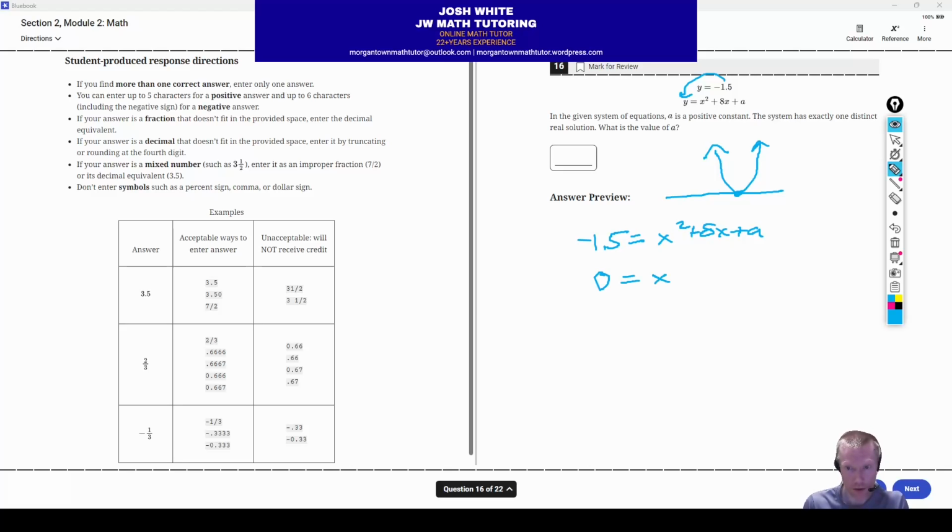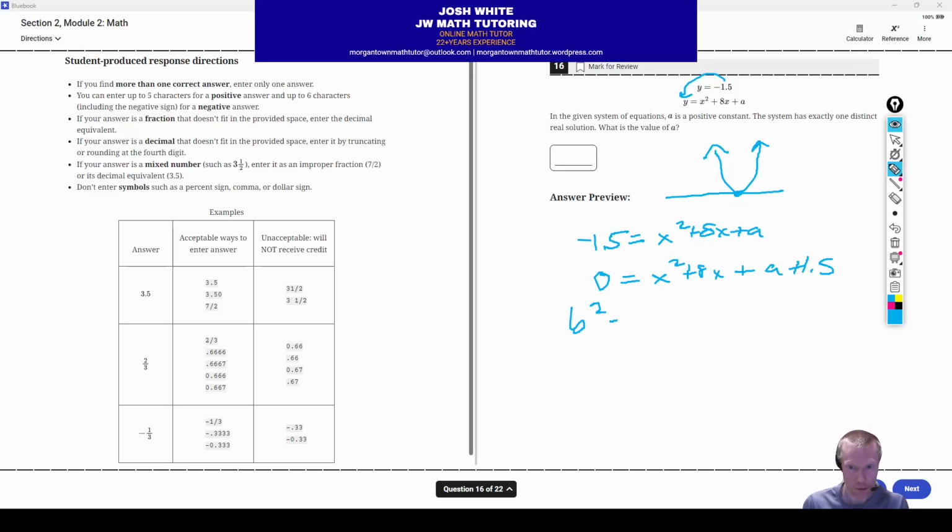Okay, and then if you move that over, you get x squared plus 8x plus 1.5 for your number term here at the end. So essentially now, since it's equal to 0, we want the discriminant to be equal to 0, because that's how you get one real solution.